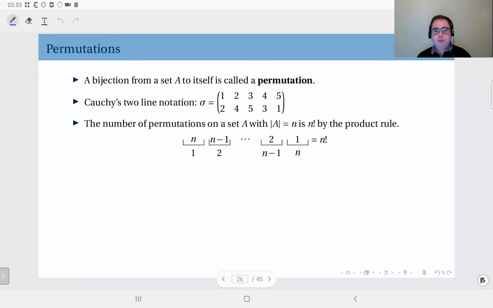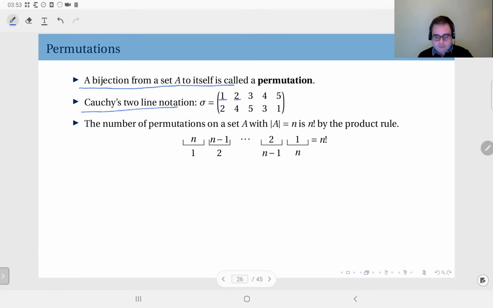We will continue with a familiar concept, permutation. If you remember, we defined a permutation as a function. Recall the definition here. A bijection from set A to itself is called a permutation. So this is essentially a new ordering of the elements of set A, and usually, of course, when the number of elements is small, we use Cauchy's two-line notation.